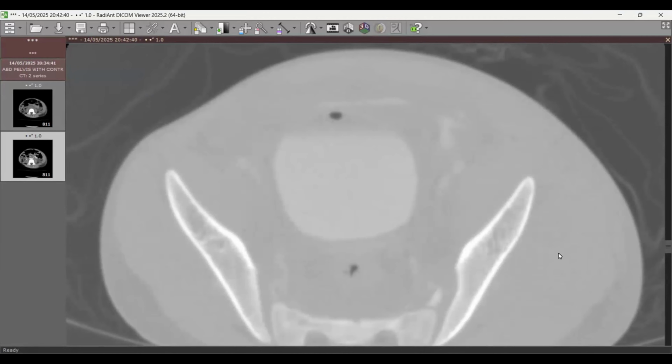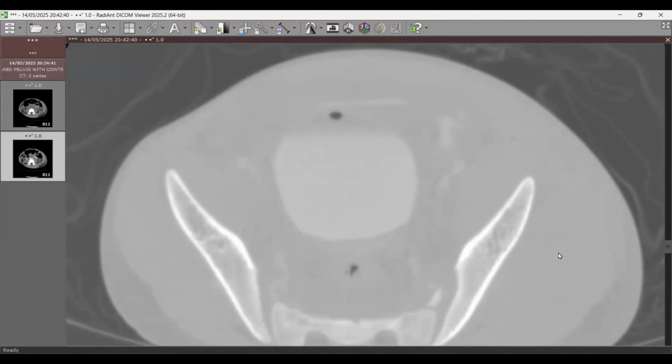So immediately convey the finding to the referring physician, and a surgical team and urological consultation is suggested. However, the extraperitoneal bladder rupture needs conservative management, and orthopedic consultation for fracture management.